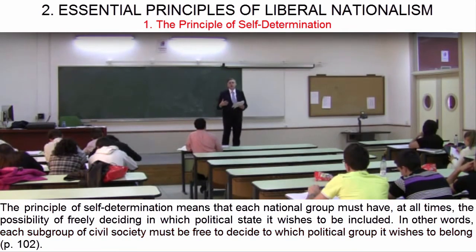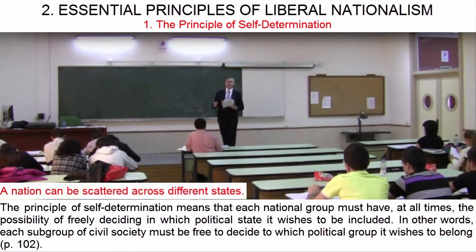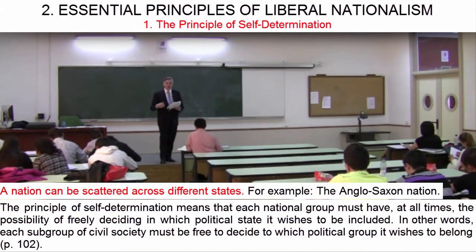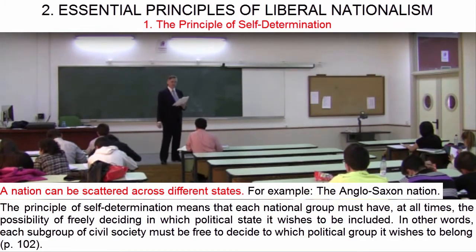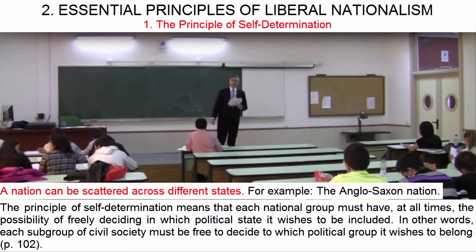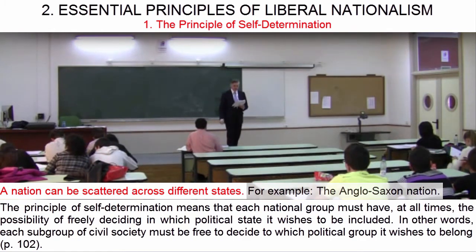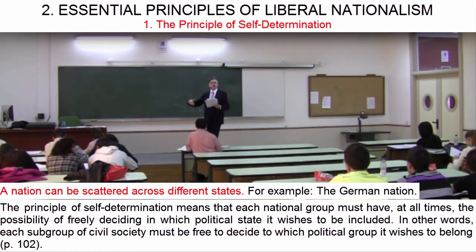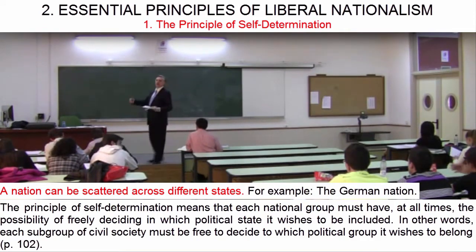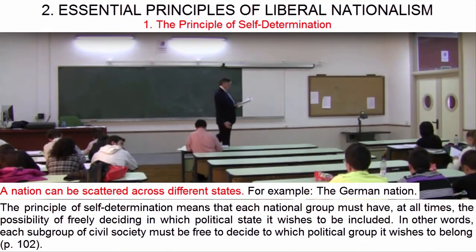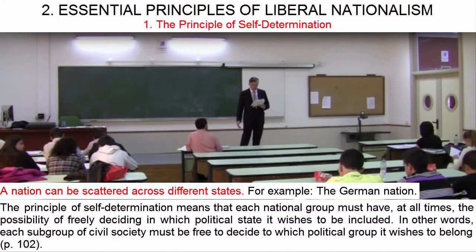For instance, as a result of the freely expressed will of its members, one nation may be scattered across different political states. One example of this is the Anglo-Saxon nation, which is perhaps the most advanced, lively, fruitful and dynamic at this point in history. And it is spread over different states, such as the United Kingdom, Ireland, the United States, and countries of the Old Commonwealth, like Canada, Australia, and New Zealand. We could also mention the German nation. The German-speaking nation has about 100 million inhabitants scattered across at least 3 political states in Europe. I am talking about Germany, of course, the Federal Republic of Germany, Austria, and part of Switzerland.